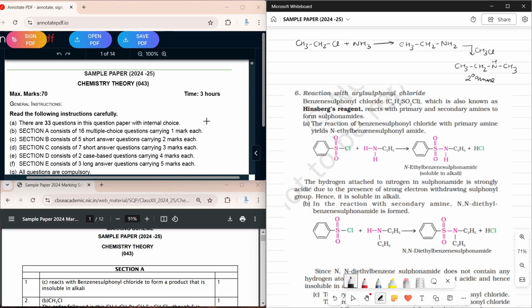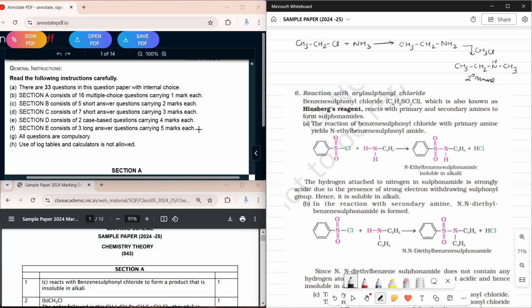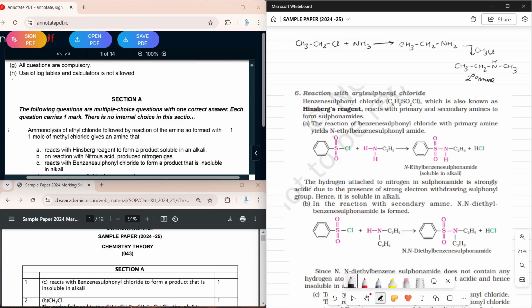So we're going to start with section A, and we're just going to do that for this video. It consists of 16 multiple choice questions, each carries 1 mark, and there is no internal choice. Remember, there is no internal choice, and you might want to think about the answer a little extra when answering these questions, just because the way the options are written can sometimes be misleading.